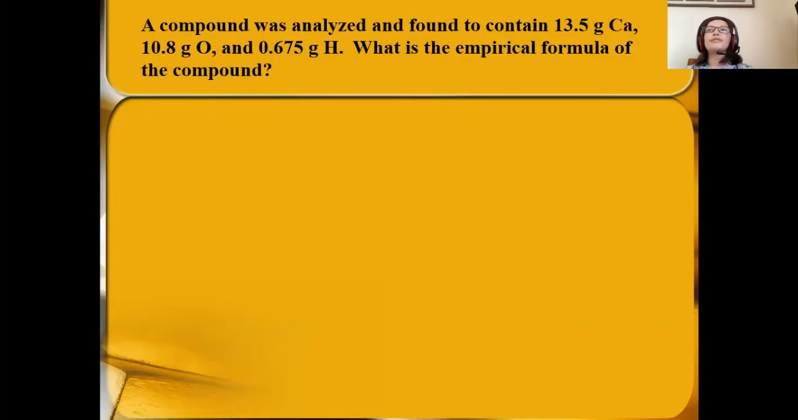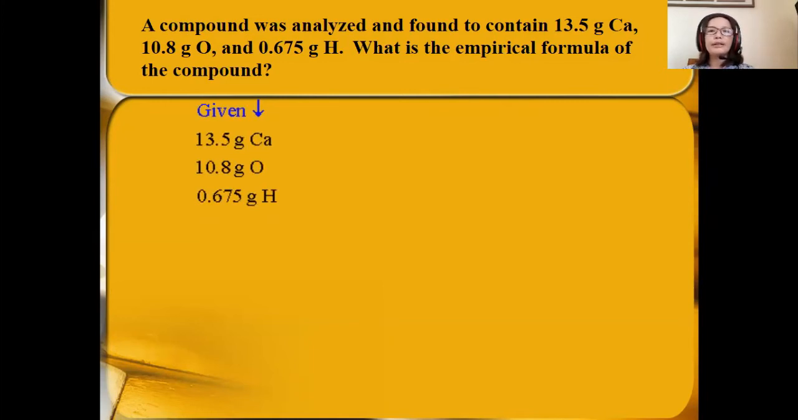Say you have a compound that consists of calcium. So this is already in mass in grams. Calcium 13.5 grams, oxygen 10.8, and hydrogen 0.675 grams. What is the compound's empirical formula? So take a look at the given. It's already in mass in grams.